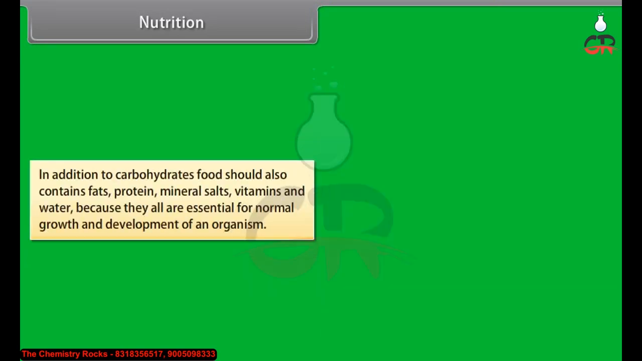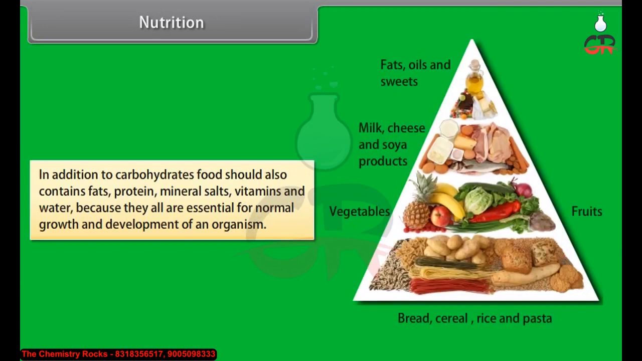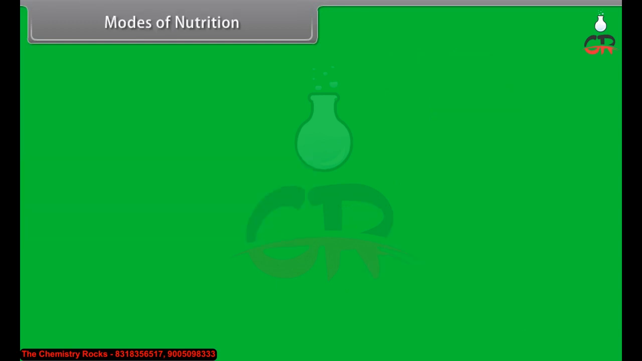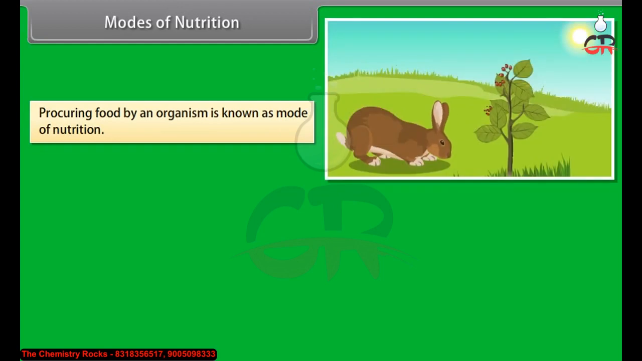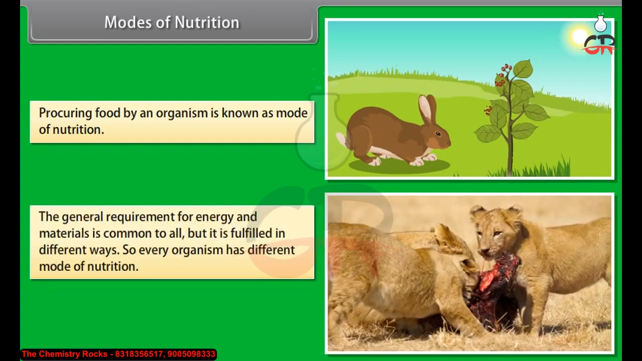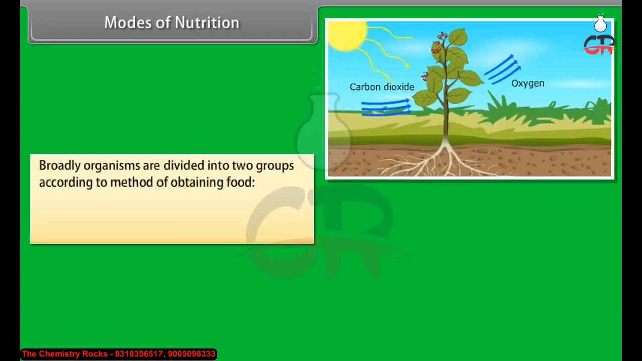In addition to carbohydrates, food should also contain fats, protein, mineral salts, vitamins and water because they all are essential for normal growth and development of an organism. Modes of nutrition. Procuring food by an organism is known as mode of nutrition. The general requirement for energy and materials is common to all, but it is fulfilled in different ways. So every organism has a different mode of nutrition. Broadly, organisms are divided into two groups according to the method of obtaining food: autotrophic and heterotrophic.